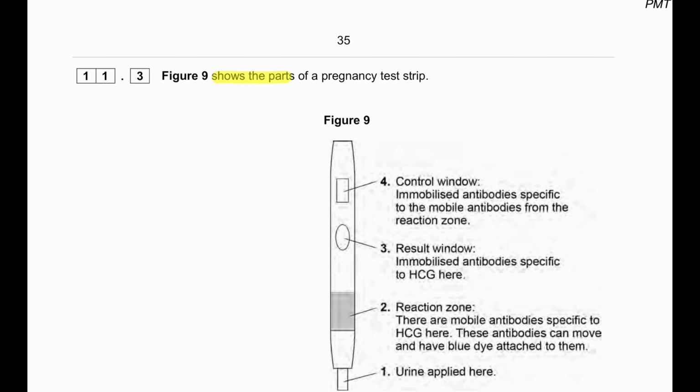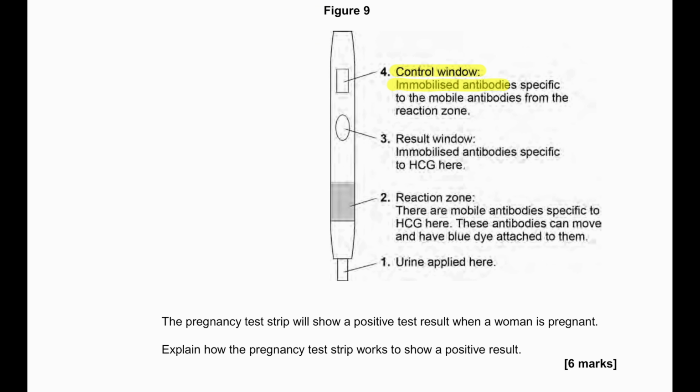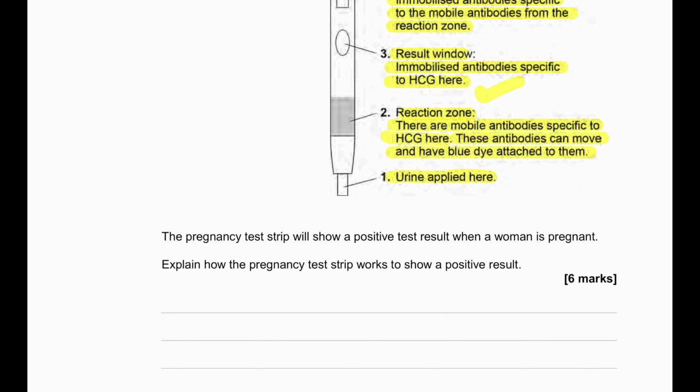Figure 9 shows part of a pregnancy test strip. We can see the control window, with immobilized antibodies specific to the mobile antibodies from the reaction zone. The result window has immobilized antibodies specific to HCG. In the reaction zone there are mobile antibodies specific to HCG, and these antibodies can move and have blue dye attached to them. Urine is applied on this particular portion. The pregnancy test strip will show a positive test result when a woman is pregnant. Explain how the pregnancy test strip works to show the positive result.